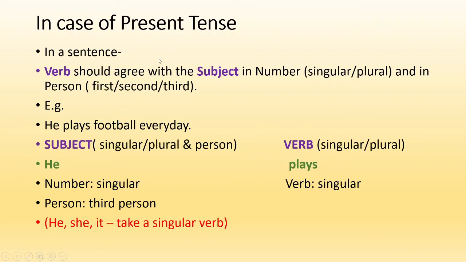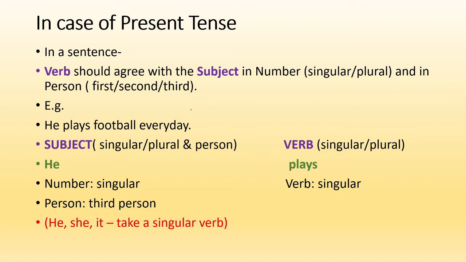So in case of present tense, in a sentence, verb should agree with the subject. So this is the common thing that we are told, that verb should agree with subject in number. Number means whether it is singular, plural, and in person, that means first person, second person, or the third person.